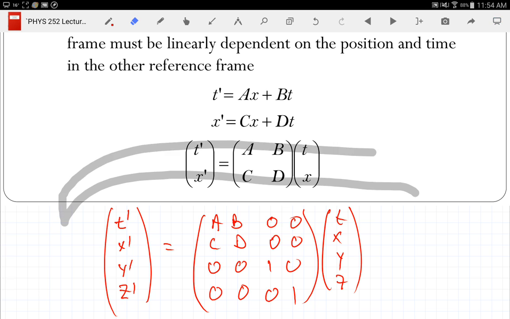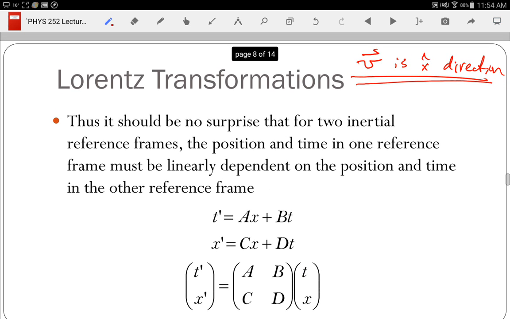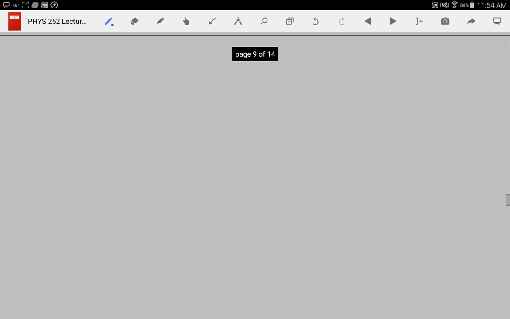So, actually, I'll leave that there just in case you want to come back and look at the notes. So we want to try to find what these constants A, B, C, and D are. So we start by taking what we already know how to do.